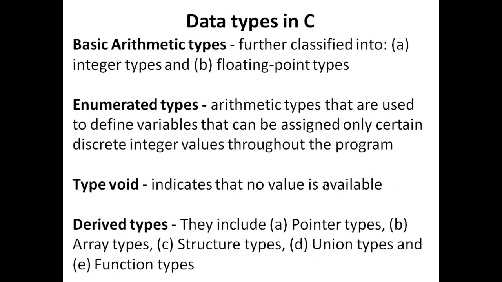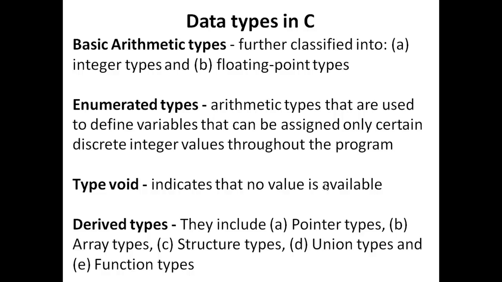What are the data types that we have in C? The basic arithmetic types are further classified into integer types and floating types. We have enumerated types, that is, arithmetic types used to define variables that can be assigned only certain discrete integer values throughout the program. It is like a fixed value which you can have throughout the program. For example, the days in a week, from Sunday to Monday. There are only 7 days, so that is fixed.